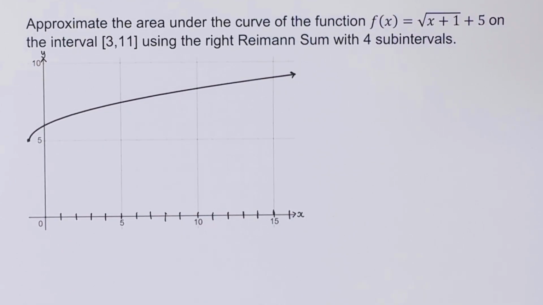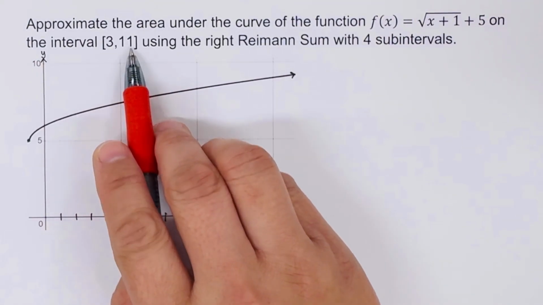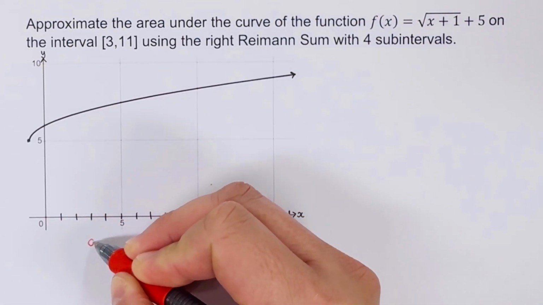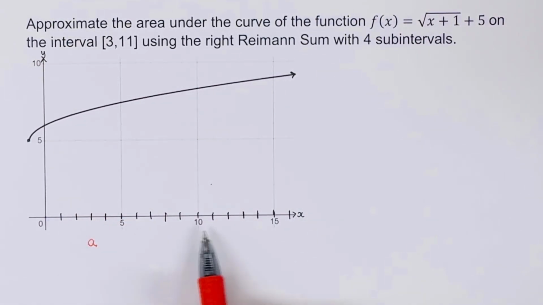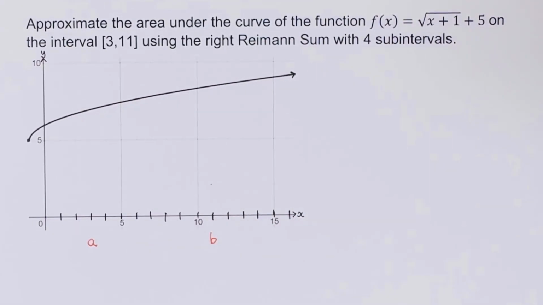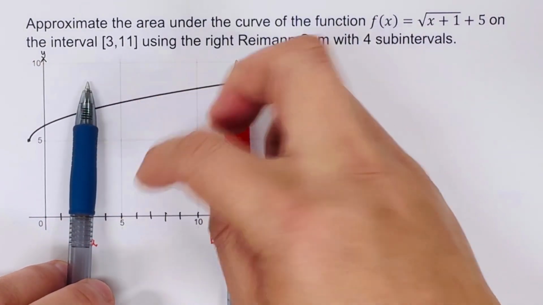So what we are going to do first is to label where the interval is, 3 to 11. So 1, 2, 3, so this will be our A. And all the way to 11, so this is our B. So we are going to approximate the area under the curve from these two given endpoints, so the area under that curve in between these two.